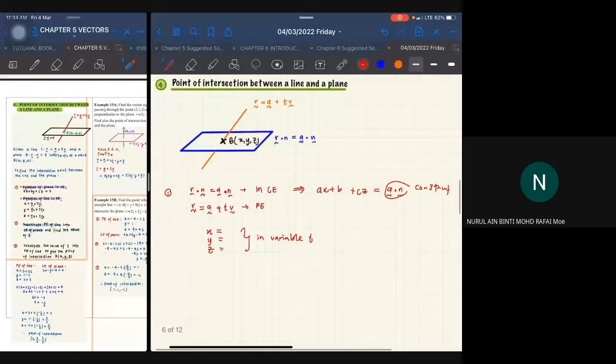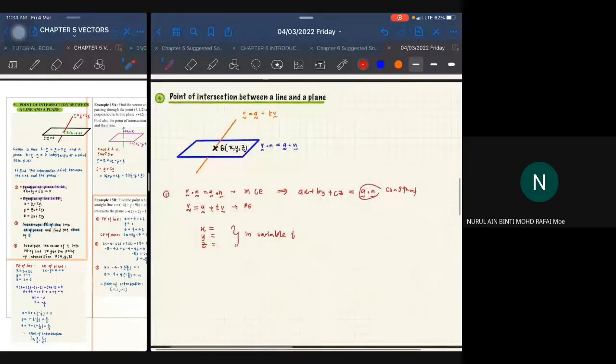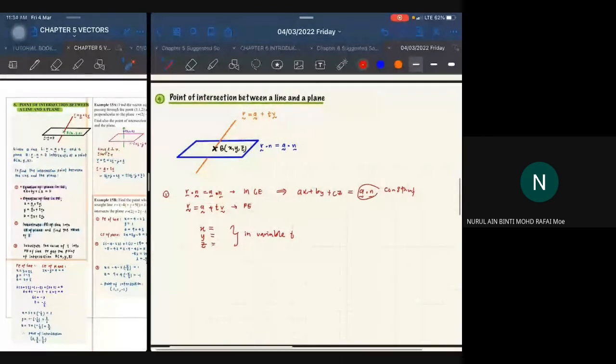Okay, so this is Y. Alright, settle. That's it for point of intersection between a line and a plane. Okay, so saya macam membebel atas angin, awak tak nampak. Right, so let's discuss a question.